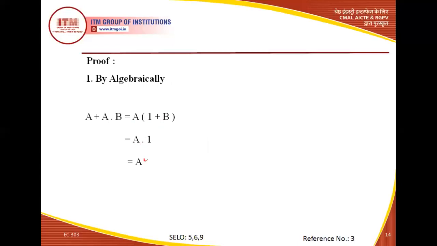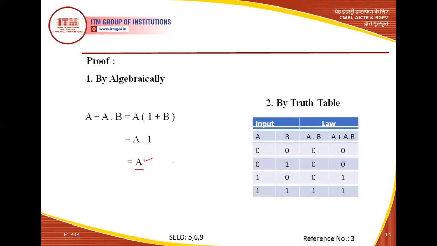We saw this just now when we studied the important properties. If we perform the OR operation with logic 1, then it will always give 1 as output. And similarly, if we perform the AND operation with logic 1, it will give the same value. So algebraically, we can see that A plus AB equals A.